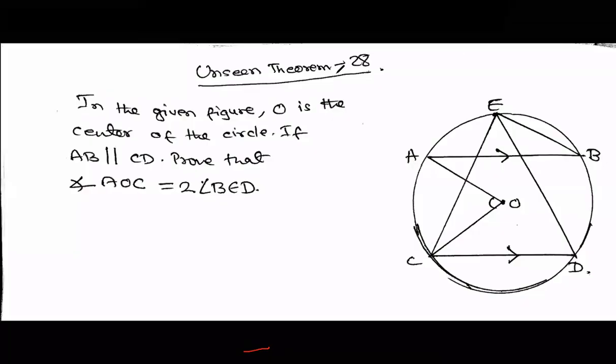Okay, look at question number 28. Also theorem number 28. So in the given figure, O is the center of the circle. So O is the center of the circle, and if AB is parallel to CD, this line and this line are parallel to each other.